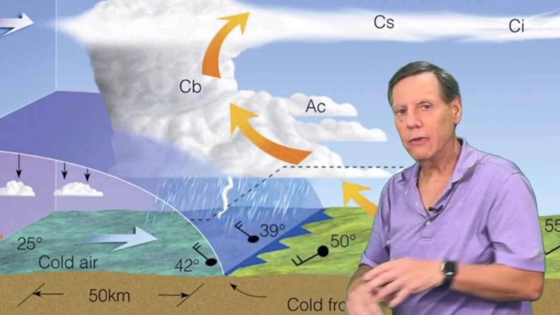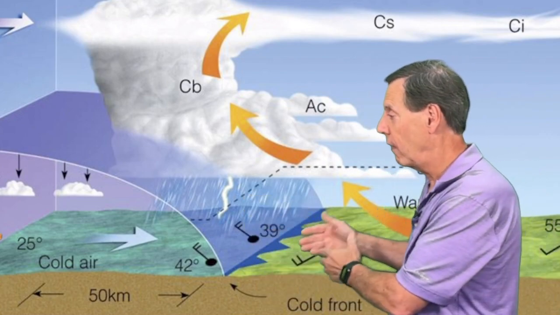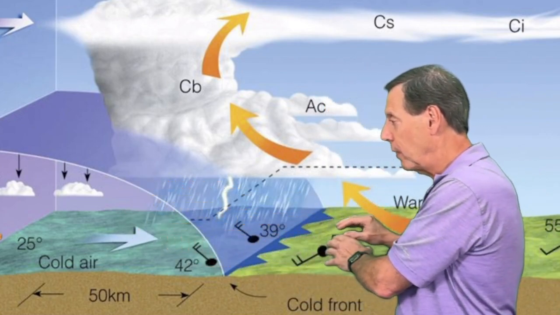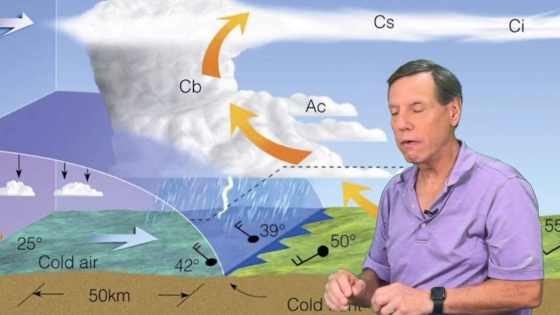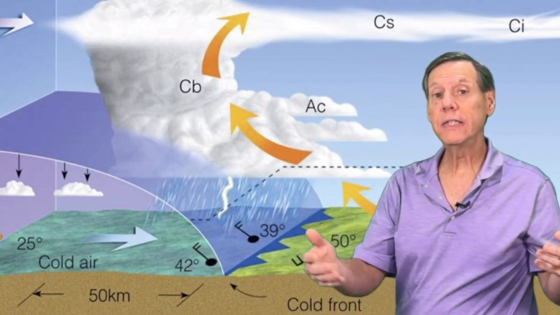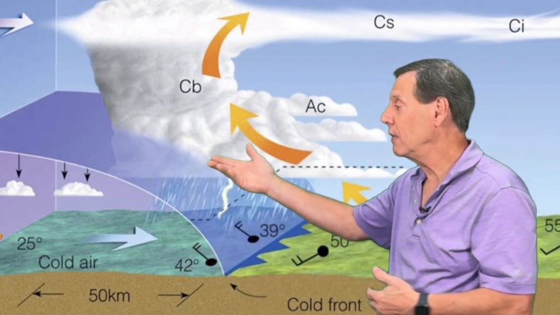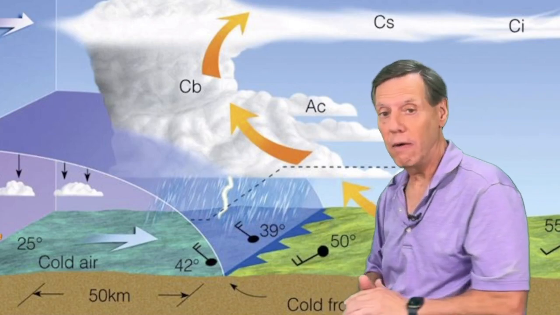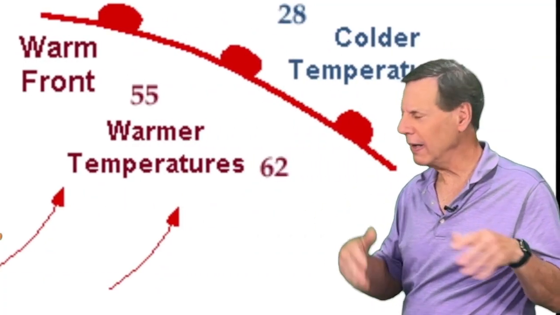Now, the type of clouds and precipitation that are associated with the cold front, well, this cold front's usually pushing pretty hard, and cold air is stronger than warm air. So it's going to push a lot of warm, moist air up, causing thunderstorms, possibly even severe thunderstorms out ahead of a cold front.